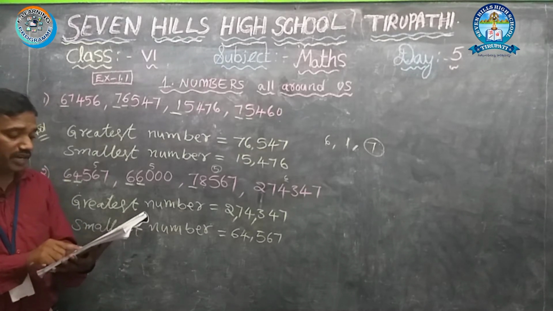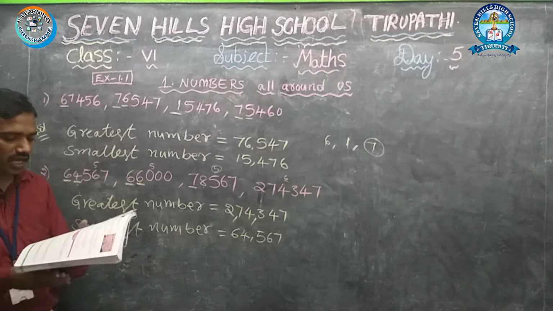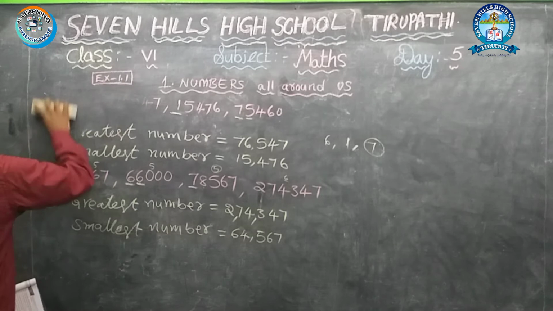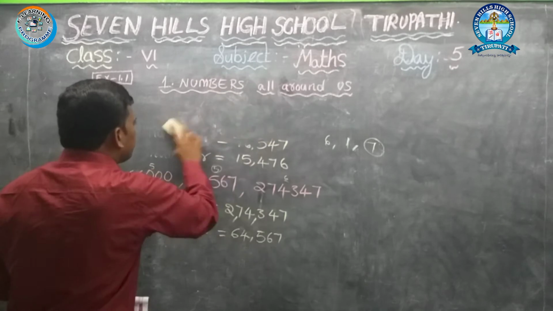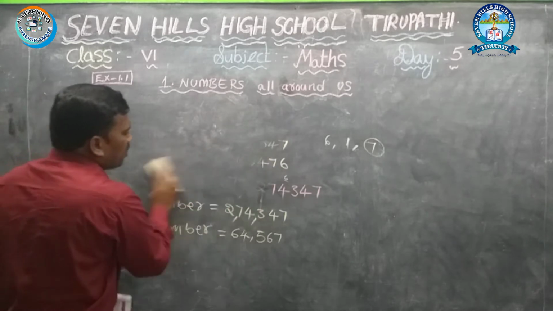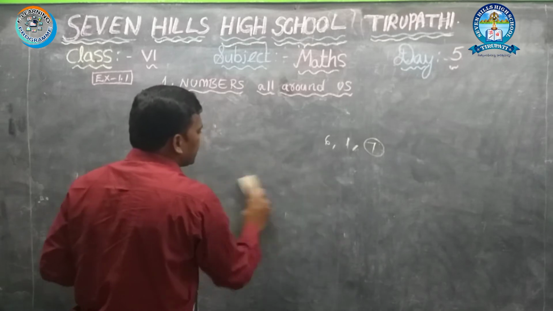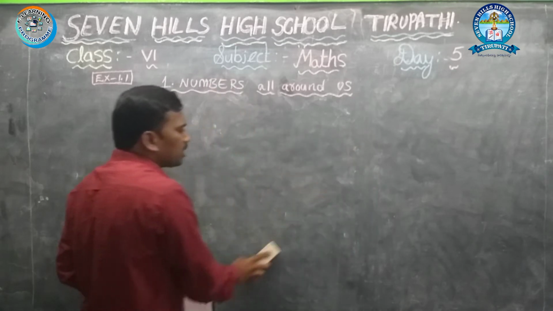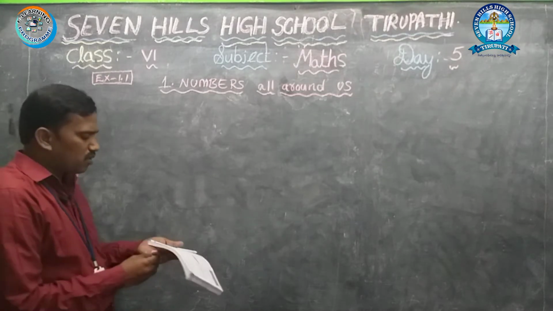In the second Roman, write the given numbers in ascending order and descending order. Ascending order means small to big, and descending order means big to small.